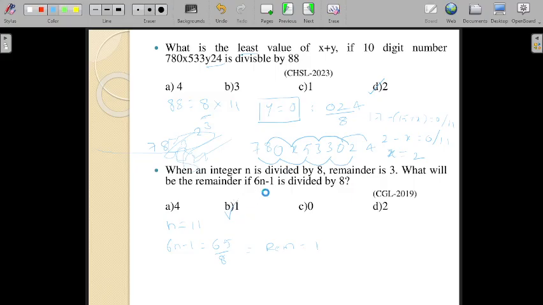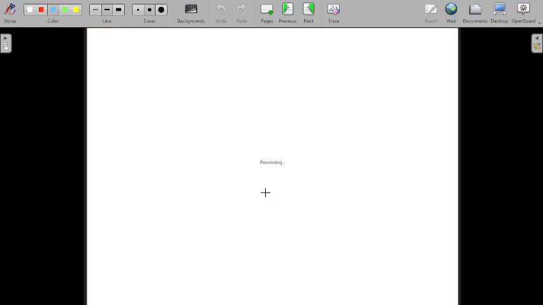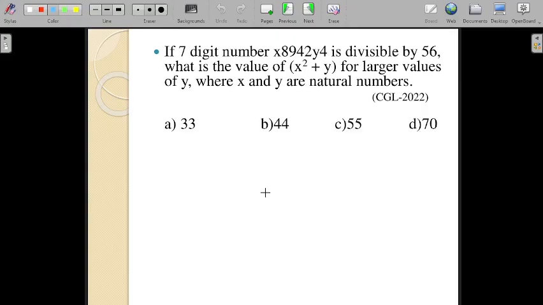That's it. Next question. Okay, only 2 questions are left. Let's check. If the 7-digit number x89425y is divisible by 56, what is the value of x square y plus y for the largest values of y, where x and y are natural numbers? This question was asked in CGL 2022.